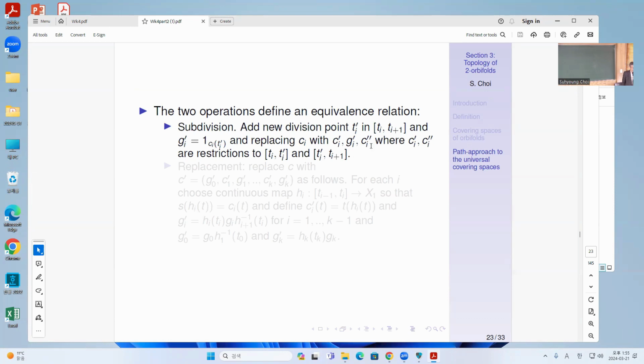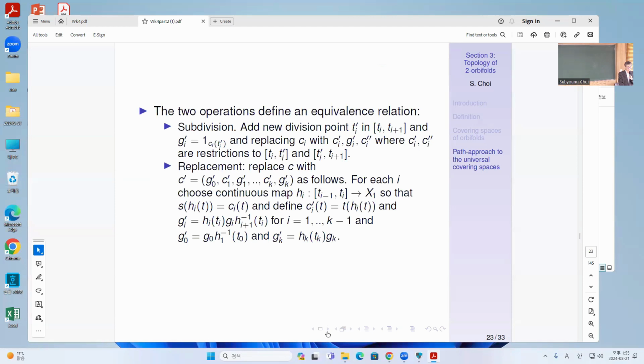So there's also an equivalence relation among these paths. So we can subdivide. We can add a division point, and then you add in this identity, trivial groupoid identification arrow, and then you just replace CI with this, where these are restrictions. Okay, and then we can also replace C with a different one. So for each I, we choose this continuous map of arrows. So we change the arrows in a continuous manner, so that the starting point of HTI is CIT, and then the terminal point is CI prime T for each I.